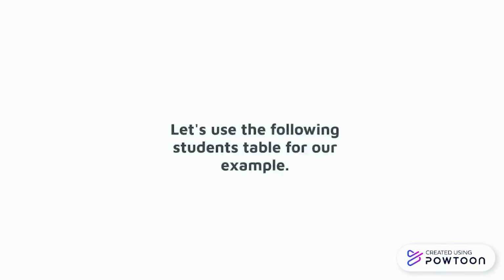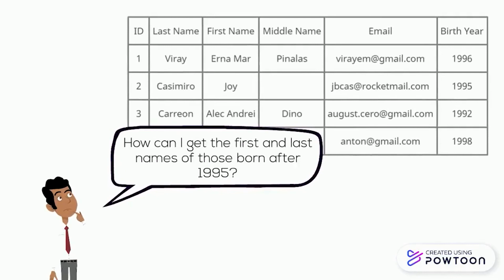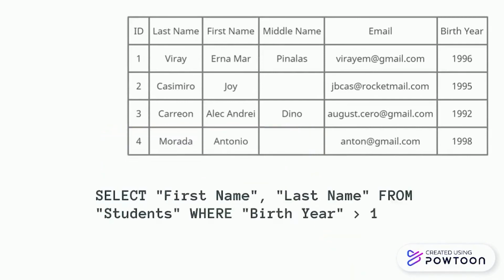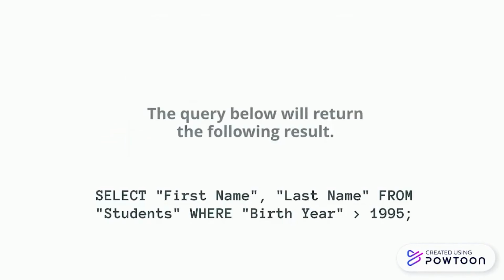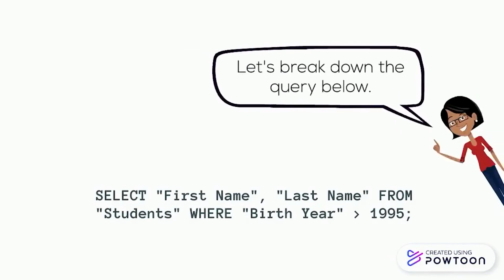Let's use the following students table for our example. The question is, how can I get the first and last names of those born after 1995? We can use SQL to make a query from the database. Try to look into the query below. The query below will return the following result. Let's break down the query below.